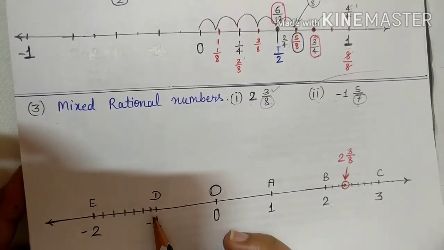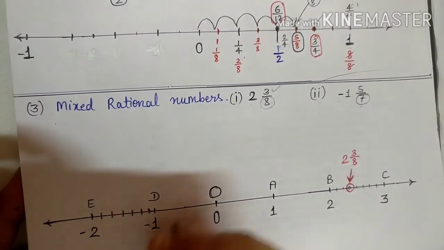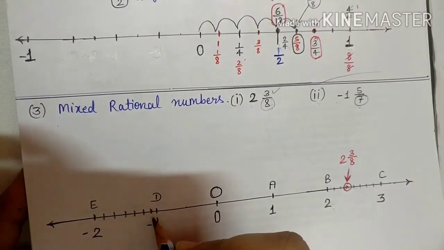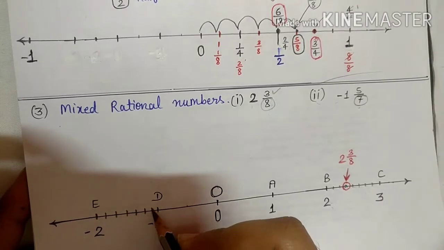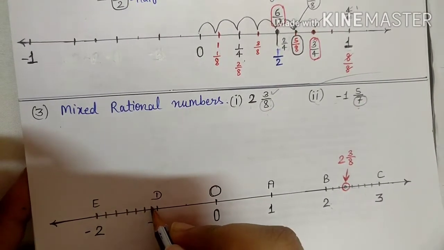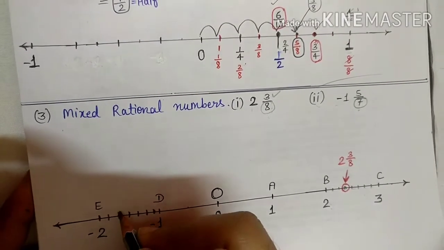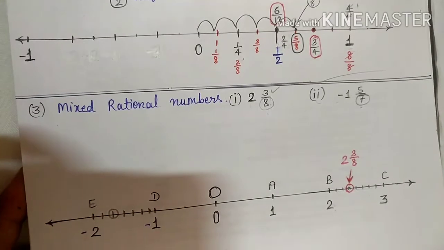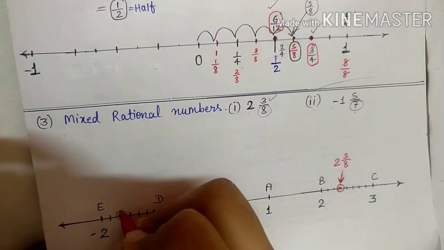Now we have to count from here, because it is minus 1 5/7, and as it is a minus number, we have to go on the left side. What is the numerator? 5. So 1 2 3 4 5. Once again, see, I'm not counting from 1, but I'm counting after 1. 1 2 3 4 5. This is our point, this one.